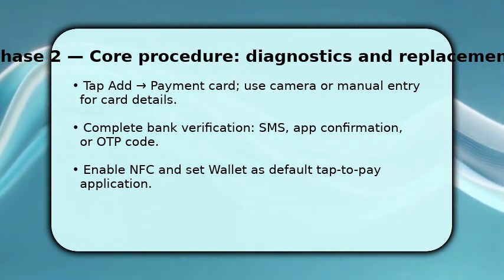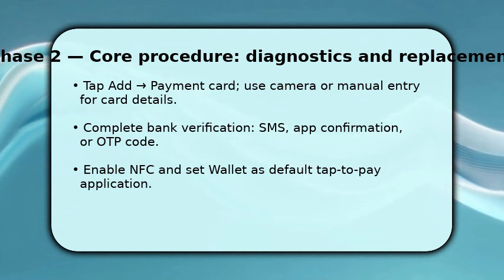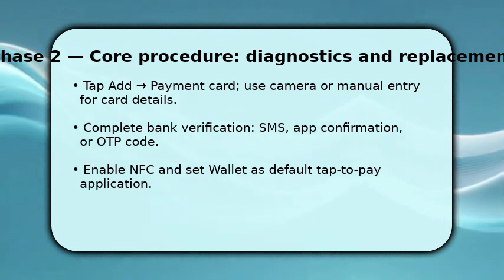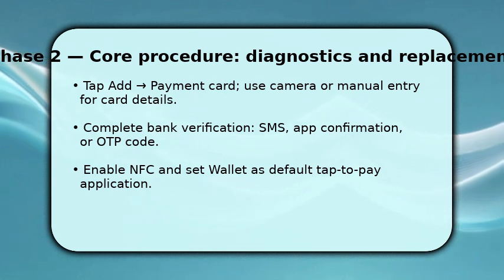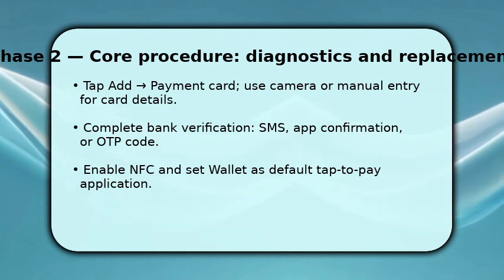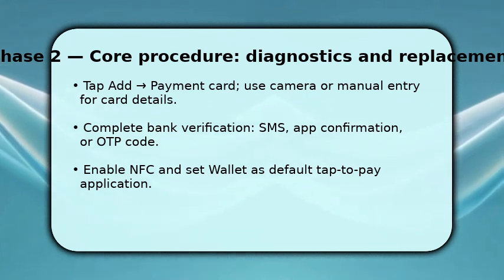Once your card shows as active, go to Phone Settings, then Connections, then NFC, enable it, and set Google Wallet as default tap to pay so terminals are selected automatically. If you use multiple cards, mark one as default for faster checkout. Keep your phone screen unlocked when tapping for smoother transactions.